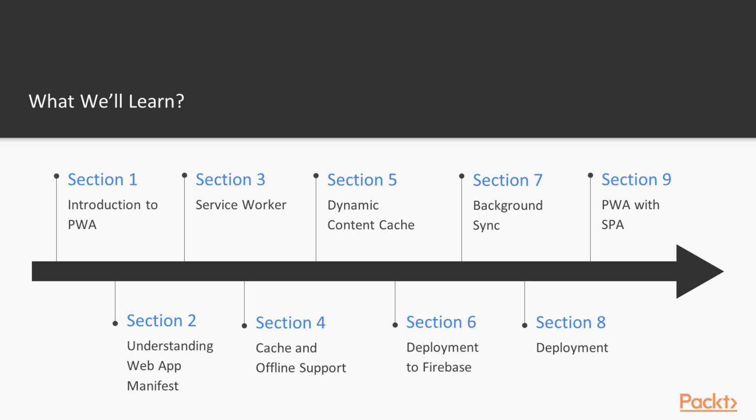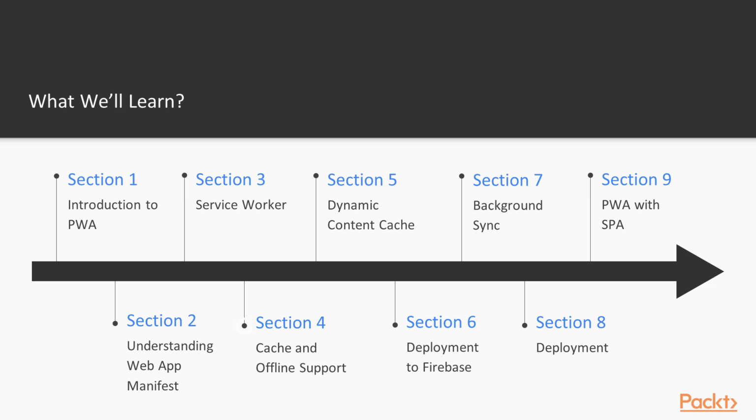Let's see what we will learn throughout this course. This course has 9 sections. In section 1, I will introduce you to PWAs and core concepts, and also help you set up your computer and the tools that we need throughout this course. In section 2, we will dive into the app manifest and discover what manifest.json does for us. In section 3, we will dive into service workers, which is the most important part of a progressive web application.